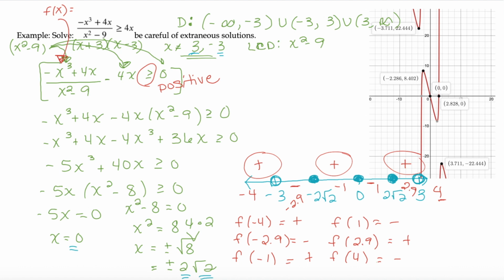Our final solution set then is from negative infinity to negative 3 excluded. We skip over. We are included at negative 2 square root 2 to 0, and 0 is also included. We skip over a bunch, start again at positive 2 square root 2 to positive 3.